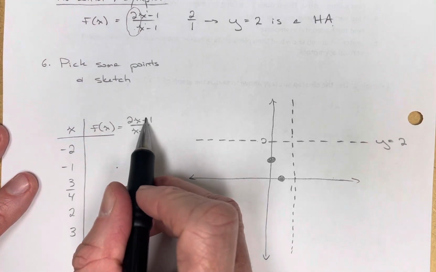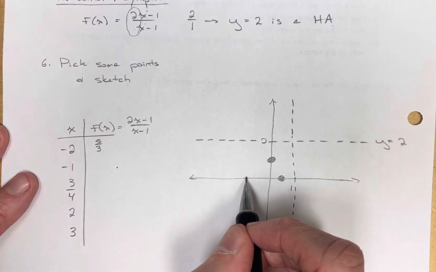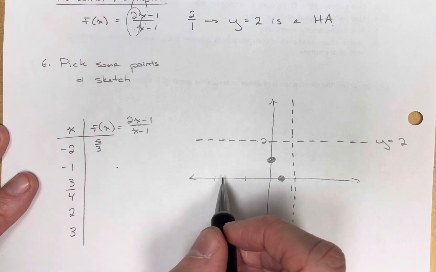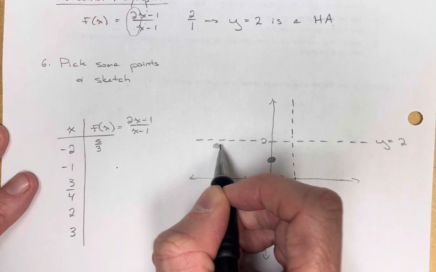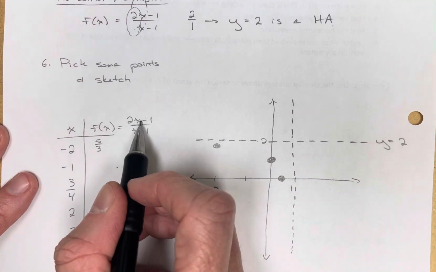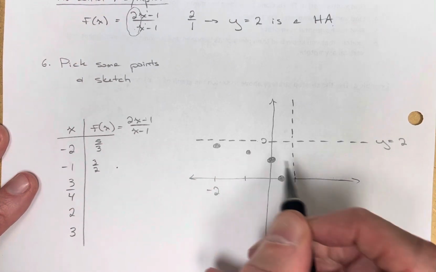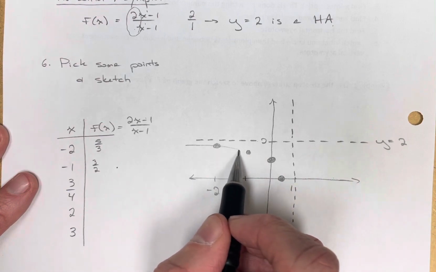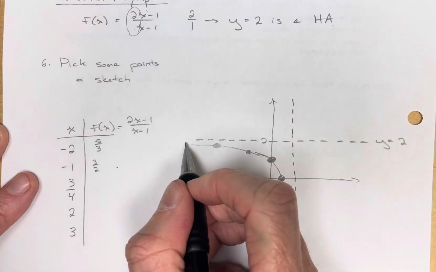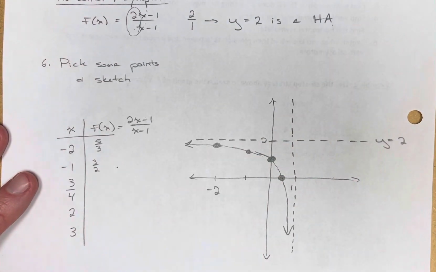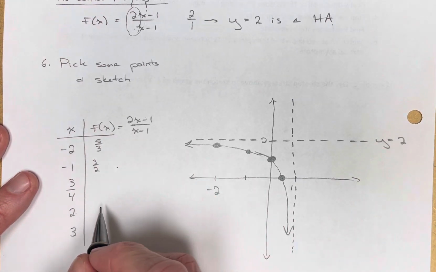Well, I'm going to run -2 into the function, and out comes 5/3. So at -2, 5/3 is a little bit less than 2. It's about there. I'll run -1 into the function, and out comes 3/2, which is here. So it looks like that's the graph on the left side of the vertical asymptote. I'll run 2 into the function, and out comes 3.